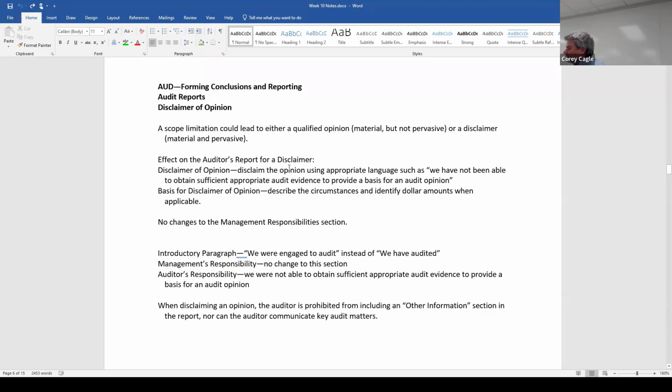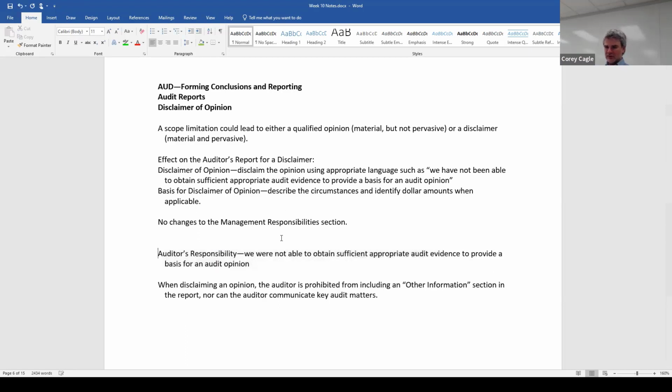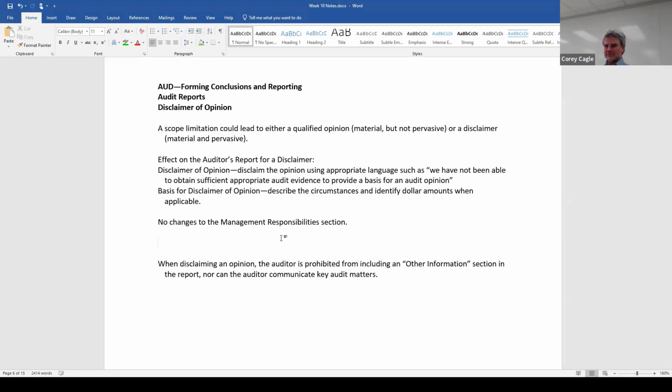In the basis for disclaimer, it says the reasoning, and it's just a paragraph of what happened, right? So describe the circumstances and identify dollar amounts when applicable. So we're good there. Management responsibilities do not change. Auditor responsibilities change pretty considerably. There's no introductory paragraph anymore. I just forgot to delete that.